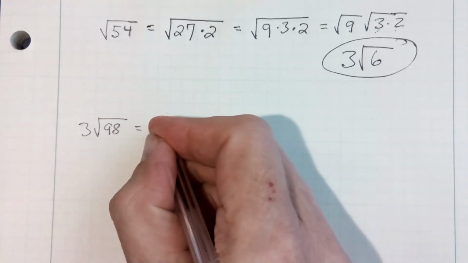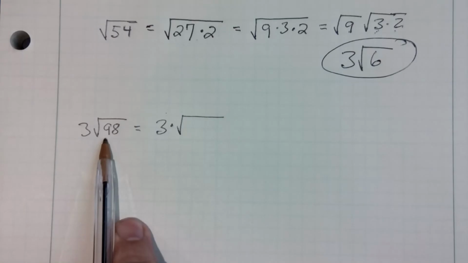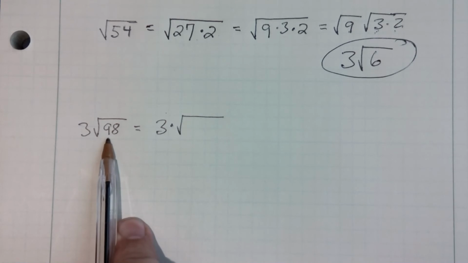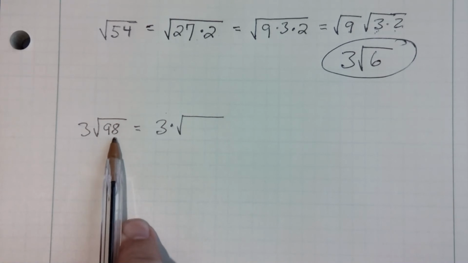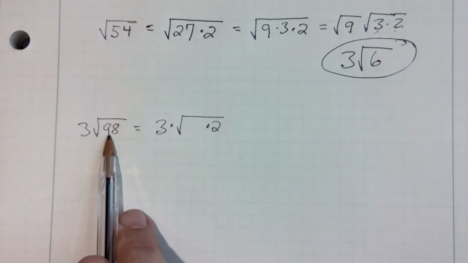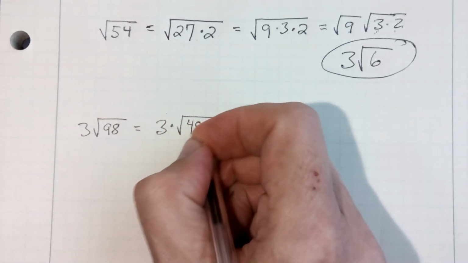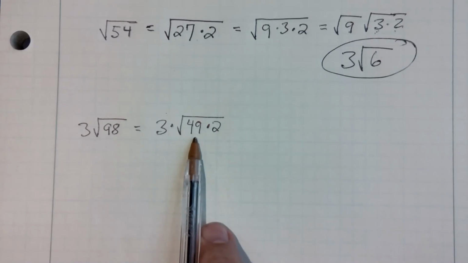I'm going to have a 3 times the square root, and I'm going to still break up that 98 into smaller factors. Now again, if it's hard thinking of what multiplies to give you 98, start with a 2, and 2 does go into 98. So I'm going to have a 2 times, and now I'm going to do 98 divided by 2, and I get, of all things, 49. Oh, 49 is a perfect square.